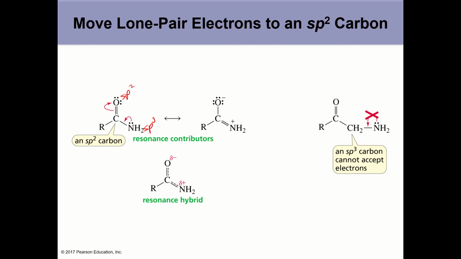If you move the lone pair to the sp2 carbon, in order to prevent exceeding the octet, the pi electrons between the sp2 carbon and the sp2 oxygen must be moved to the sp2 oxygen, which will make it sp3 hybridized. So in the resonance contributor, we'll now have an sp3 hybridized oxygen with lone pairs, the sp2 hybridized carbon, and an sp2 hybridized nitrogen.